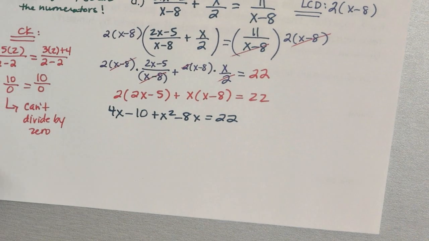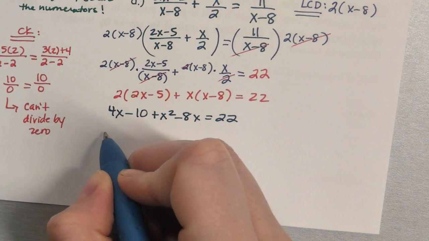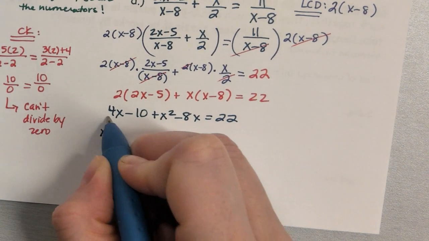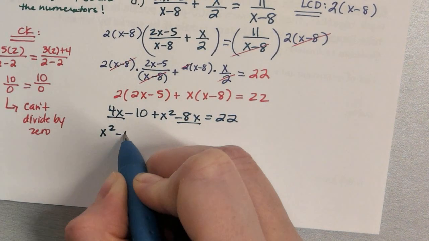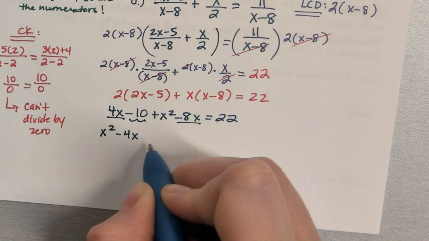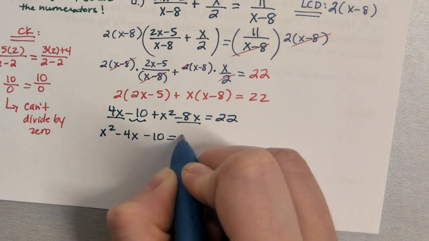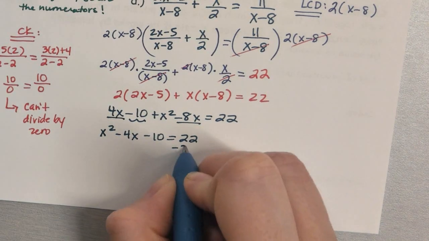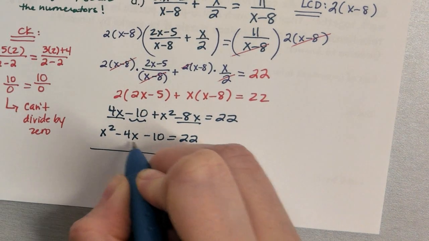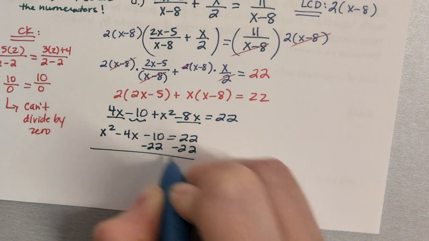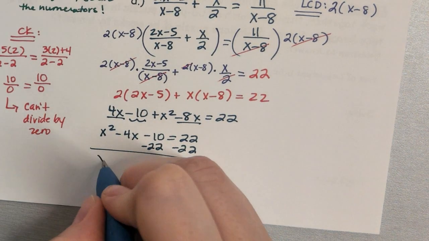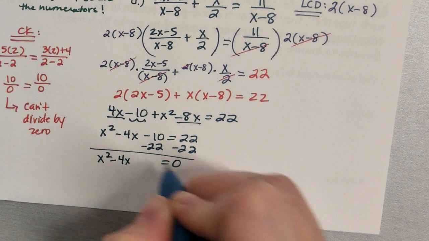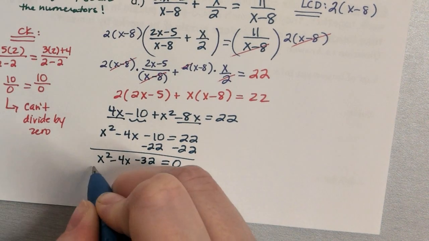Alright, and then once you distribute, let's start organizing what our like terms are. So we have x squared, this is 4x minus 8x, so you have negative 4x minus 10. And this is one where you have to move everything over to one side. Anytime you see the x squared and the x term and the number term, that's where we want to get our factor on. So can we factor this?